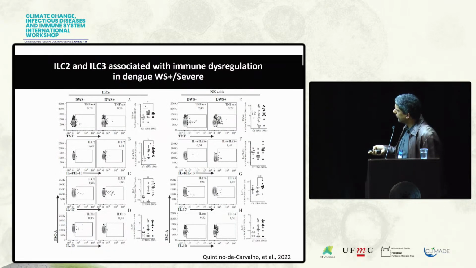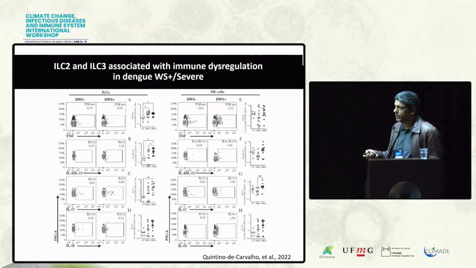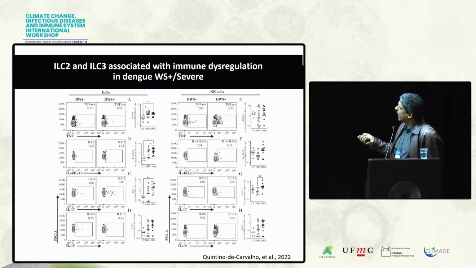So not only ILC1 or NK1, which are the innate lymphocytes that produce interferon gamma, were altered, but severe dengue was associated with immune dysregulation in this innate compartment. We can see that individuals with dengue with warning signs have higher levels of ILC2 that produce IL-4 and IL-13, more IL-17, the ILC3s, and they also have more NK that produce IL-17.